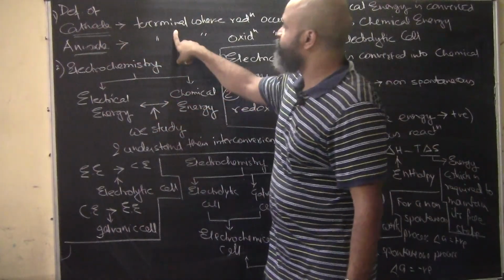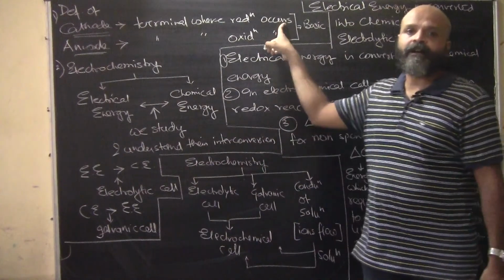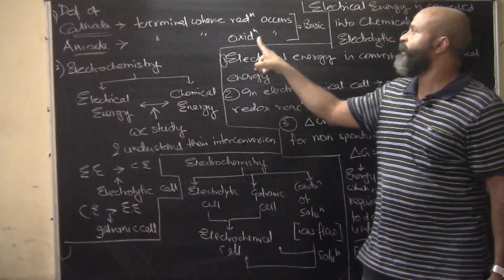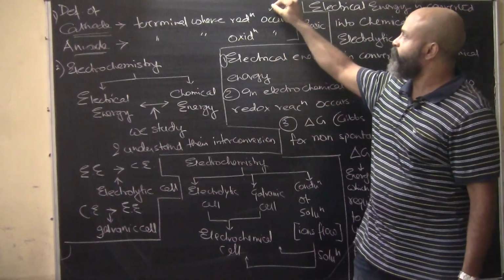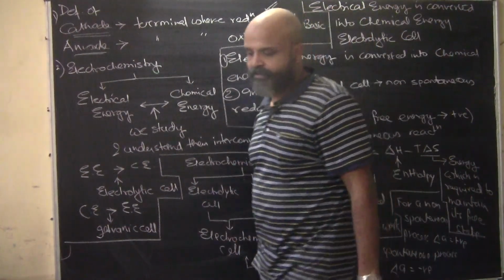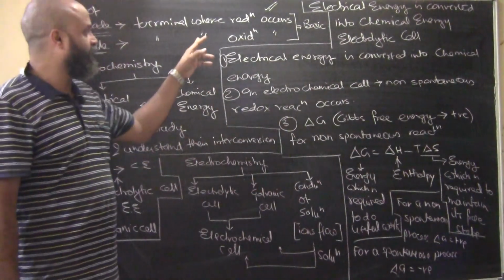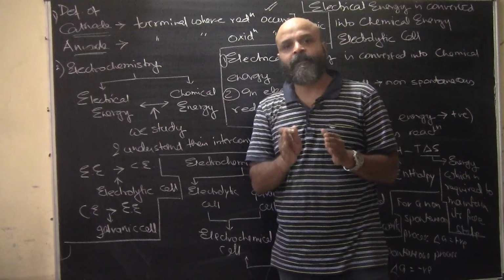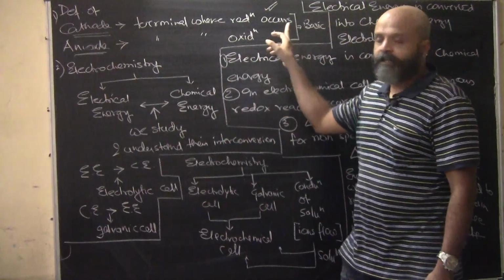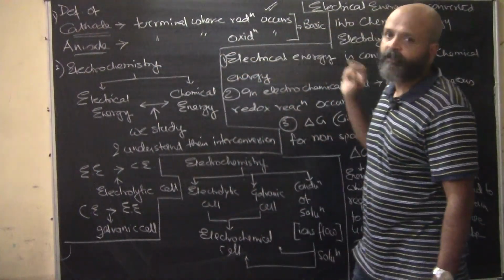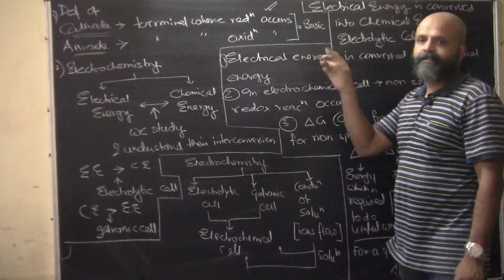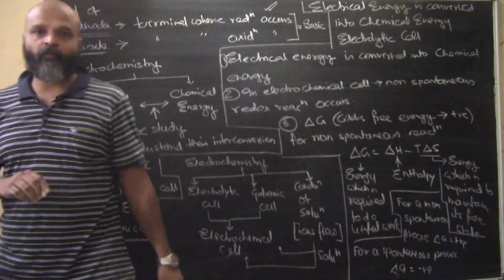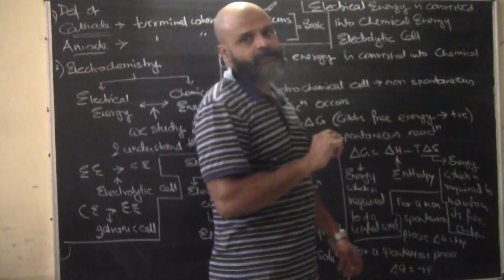So the cathode basically means a terminal where reduction happens, and the anode basically means a terminal where oxidation happens. This is very important, keep it in mind, because if this is clear, then I don't think we will have much problem in electrochemistry. So the cathode is a terminal wherein reduction occurs, and the anode is a terminal wherein oxidation occurs, and this is very basic.